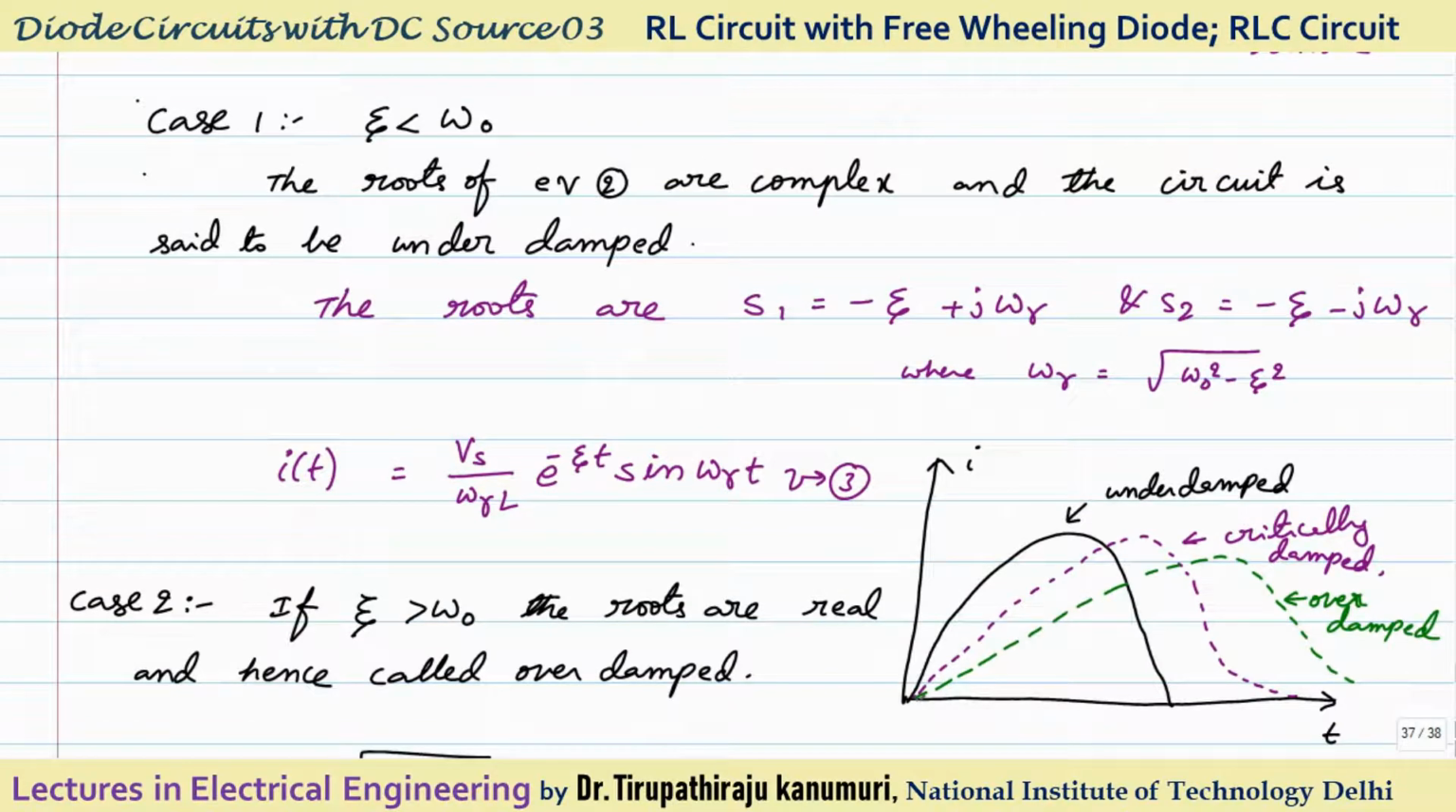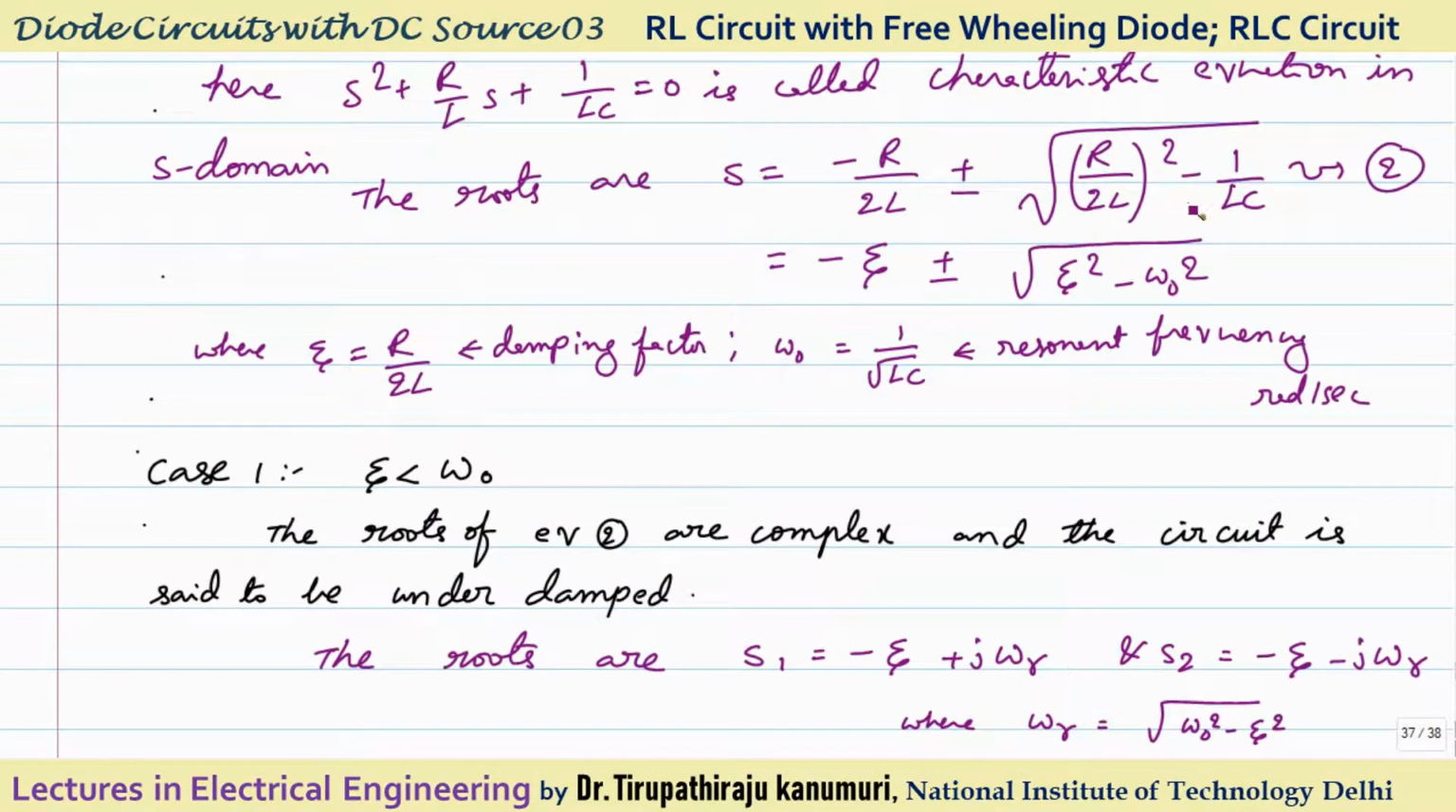So let us see each one of these cases, because writing by hand is very difficult while teaching, as I am writing on the screen, so I have pre-written the remaining things. Zeta is less than omega naught, first case. So the roots of equation number 2, when zeta is less than omega naught, become imaginary or complex values. So equation number 2 becomes minus R by 2L plus something where inside the square root becomes an imaginary value. Imaginary value means I can represent it as j square form, so plus or minus j of something. In that form it will come.